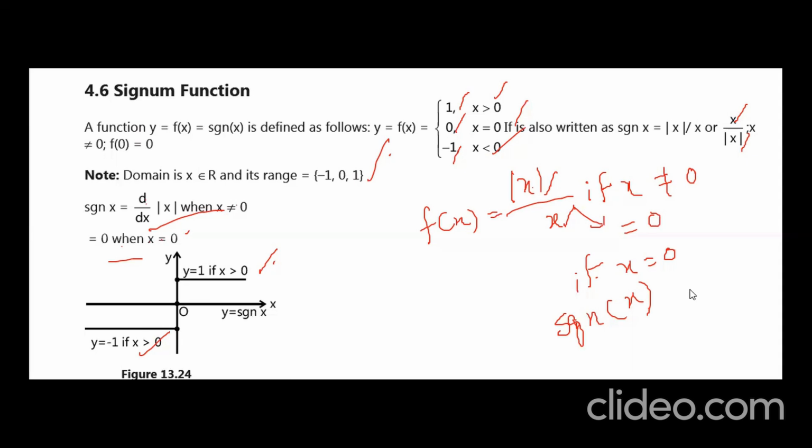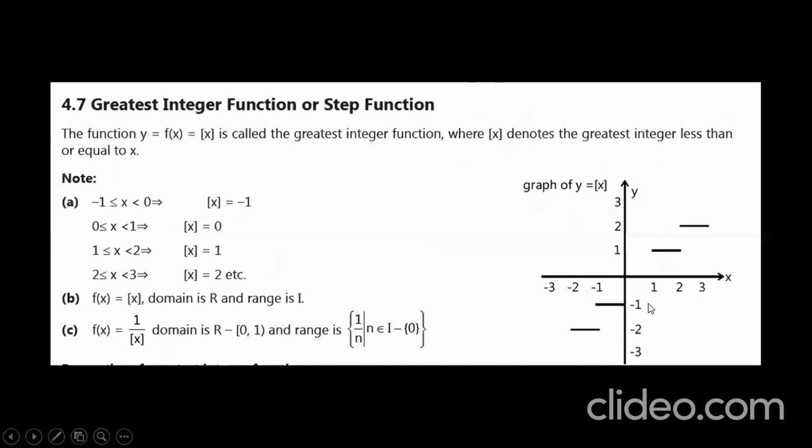Very good. Next, let us observe the next function, that is the greatest integer function or step function. The function f of x is equal to the integral of x is called the greatest integer function. Integral x denotes the greatest integer less than or equal to x. So here you can take minus 1 less than or equal to x less than 0.